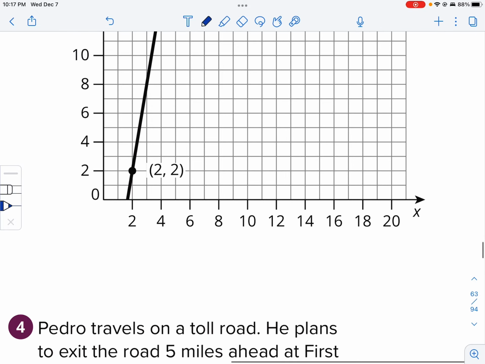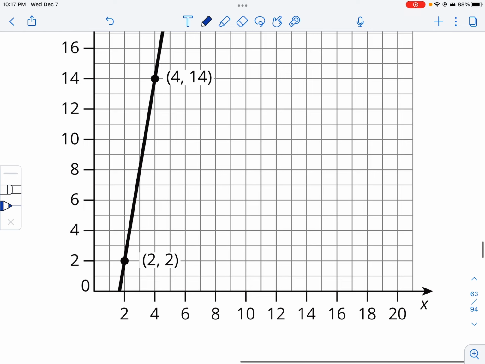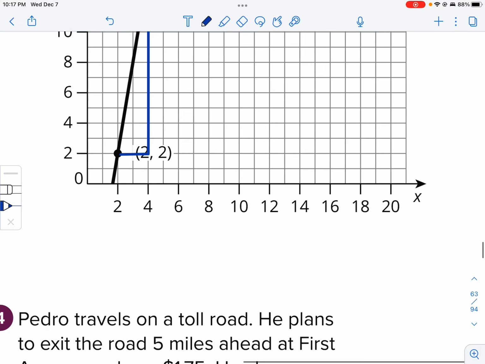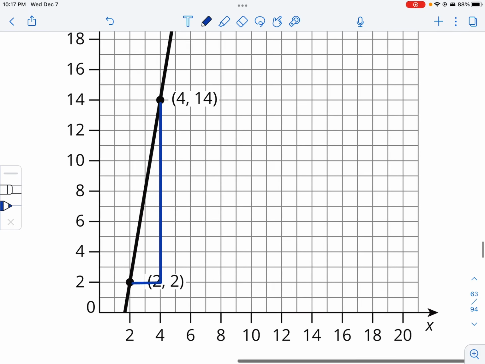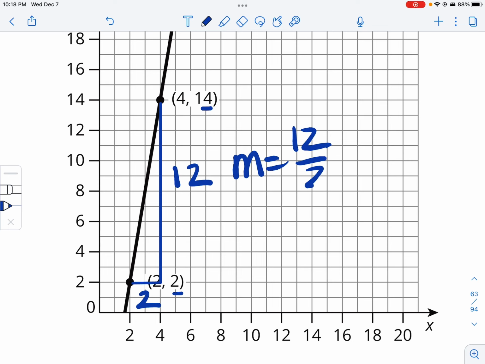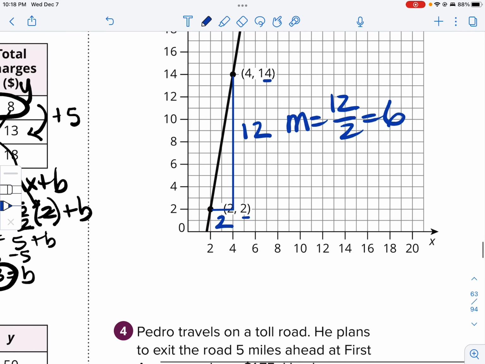Okay, so let's go over here to this one. I'm purposely not using black on this one, so maybe it's easier to see. Slope, is it positive or negative? It's a positive slope. So how far up did I go? I went from 2 to 14. How far is that? That's 12. I went over 2. So my slope on this is 12 divided by 2, which is 6. So I've got my m.